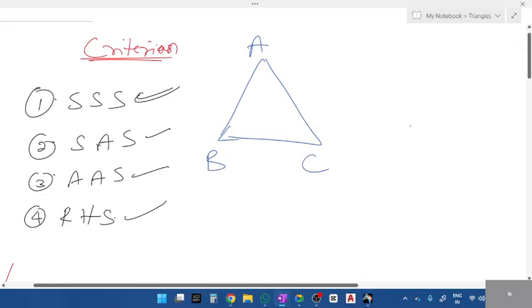Okay, let me give an example of side angle side. A, B, C, and I'll draw a triangle like this. P, Q, R.